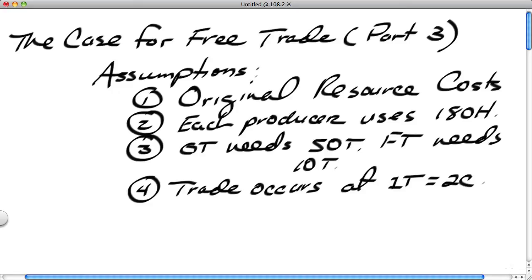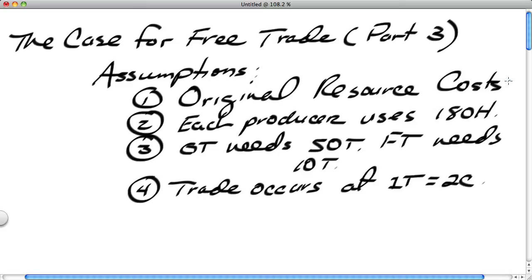This is Ron Sipsic bringing the third segment of our three-part series, Making the Case for Free Trade. The objective in this segment is to show how trade along the lines of comparative advantage can improve the outcomes of two producers, Greenthumb and Fivethumbs.